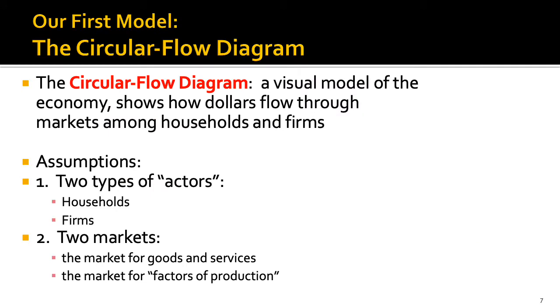Let's start with our first model, and this is the circular flow diagram. The circular flow diagram is a visual model of the economy that shows how dollars and goods flow through markets among households and firms. Our assumptions: we have two actors, households and firms, and we have two markets. The market for goods and services like supermarkets, Target, etc., and the market for factors of production. This is a little bit more abstract, but this is where firms hire labor, they buy land and purchase capital, etc.